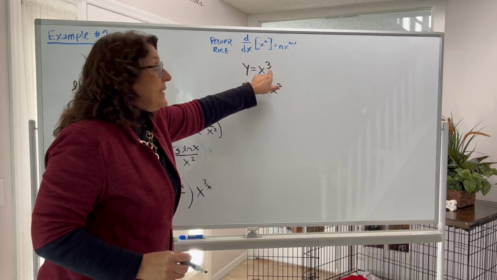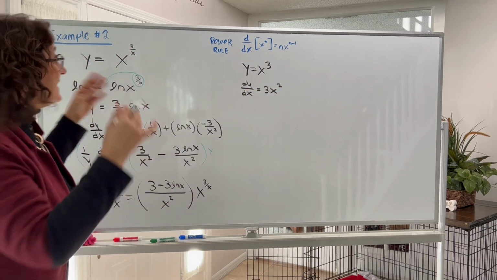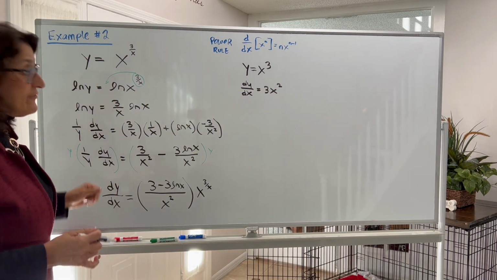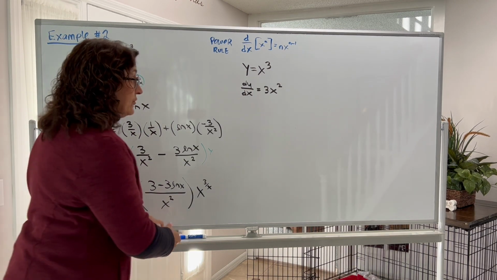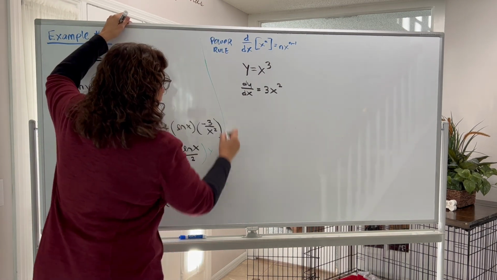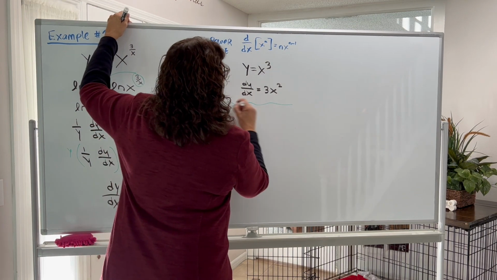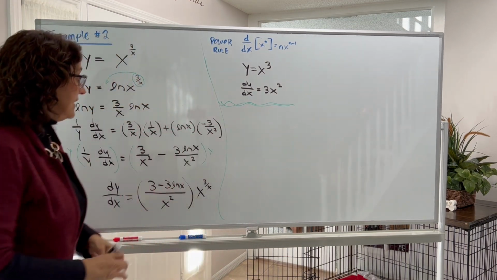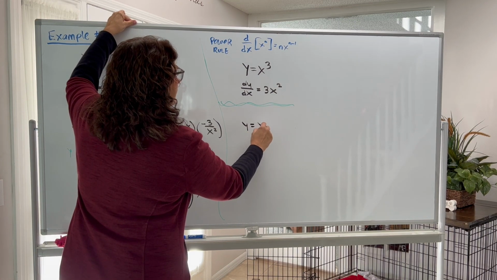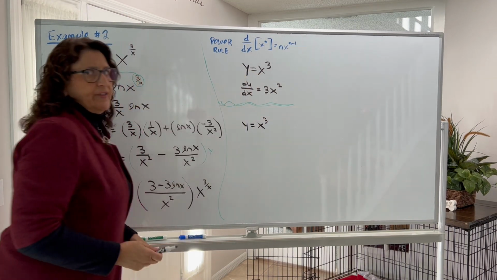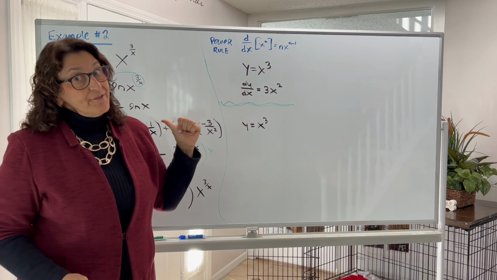You can use the power rule when it's a variable base and a number exponent. If you have a variable base and a variable in the exponent, you can't use the power rule. You have to use logarithmic differentiation. Now, something cool to see. This problem over here is done. What if I took y equals x to the third and used logarithmic differentiation?